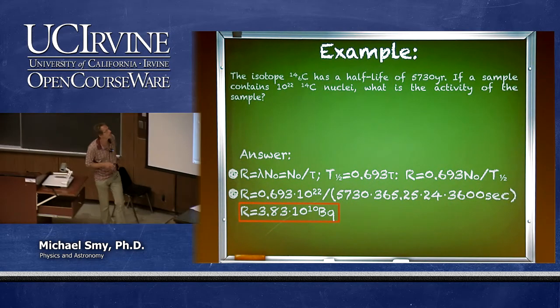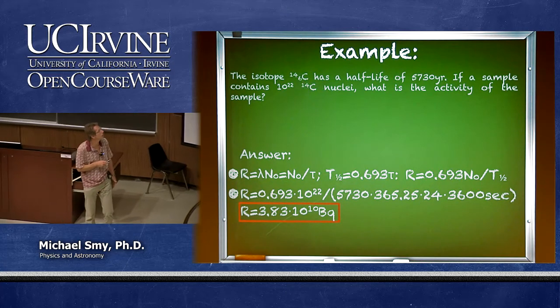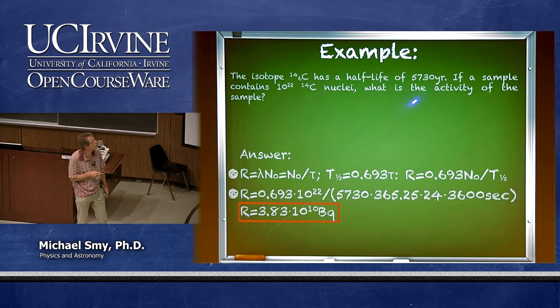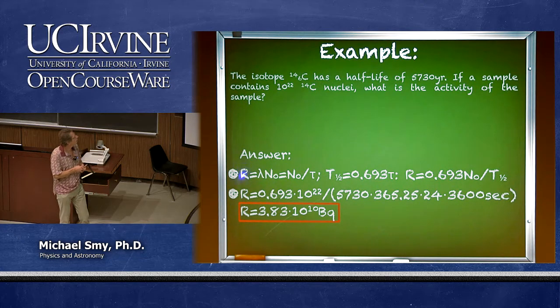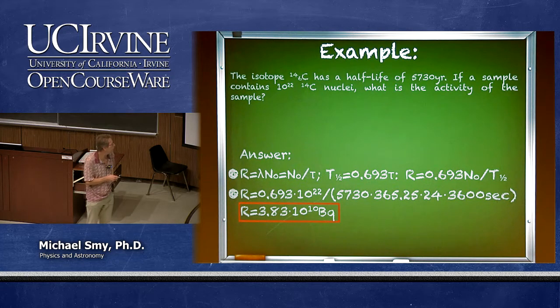The isotope of carbon-14 has a half-life of 5,730 years. So if a sample contains 10 to the 22 such nuclei, what is the activity of the sample? Well, we know that R is lambda times N naught, and 1 over lambda is often called the characteristic time or the mean lifetime of those nuclei, and it is related, as we will see later, to the half-life by 0.693. I will tell you about where this number comes from later.